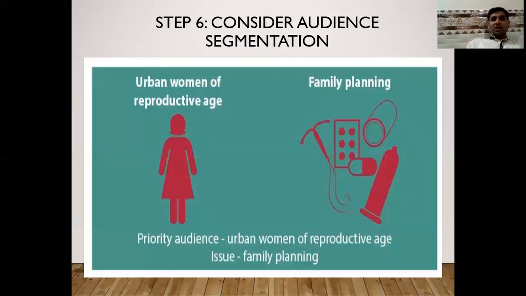Consider audience segmentation. Urban women of reproductive age, family planning: priority audience, urban women of reproductive age; issue, family planning. So consider audience segmentation. What do you mean by that? Why do you need to do that? Because you cannot cover the entire region in your research. So you need to segmentize. You need to look for a particular segment, and then you can focus your research on that area.